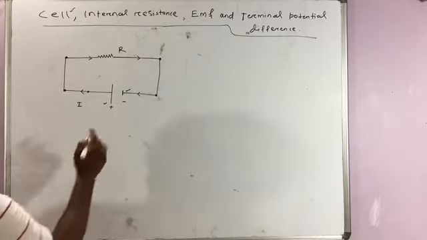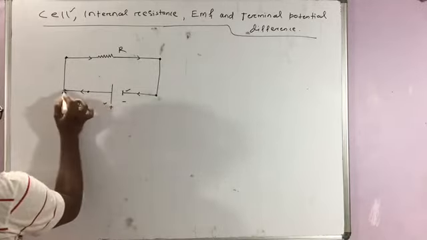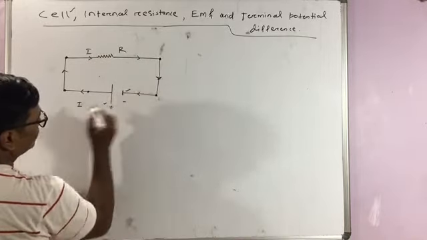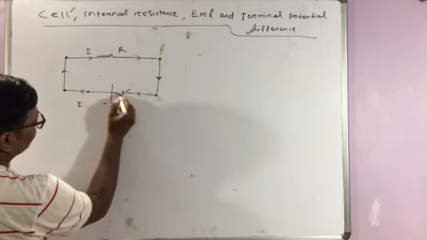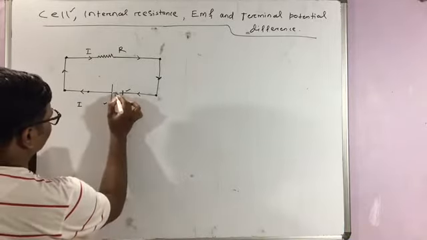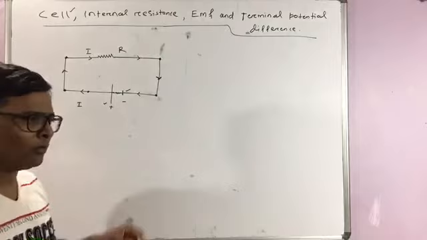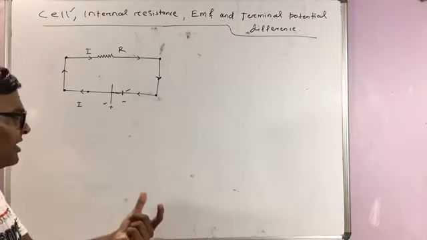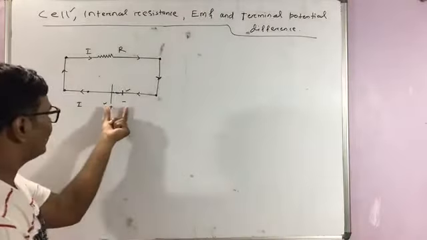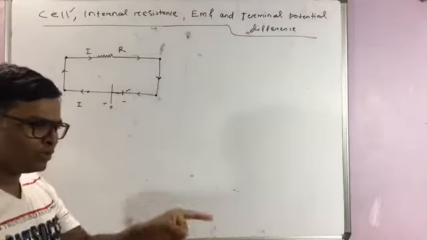What is internal resistance? See, the current flows in the external circuit. This I is flowing, as in the diagram I have shown, in the external circuit. Also, the current flows inside this cell. Got? Cell is actually what? There are different kinds of cells. A simple cell consists of two electrodes, and the two electrodes are separated by an electrolyte. Got? So inside that cell, there are two electrodes, one positive electrode and another negative electrode, and they are dipped inside the electrolyte.